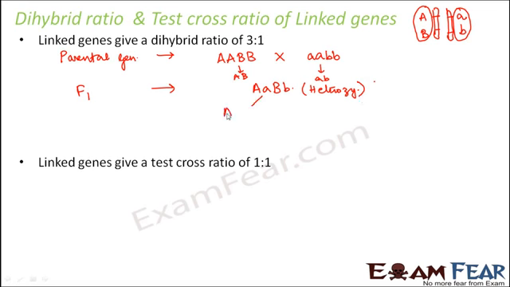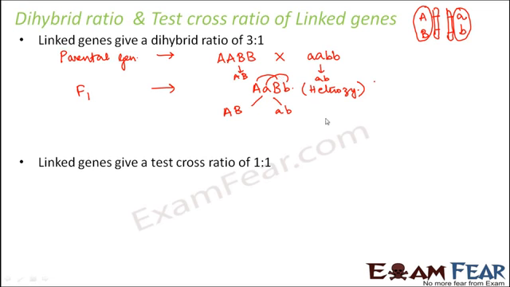Now the most important question: what are the gametes that can be produced by this? This can form only two gametes, that is capital A, capital B and small a, small b. That's because now they are linked. So A will combine only with B, again small a will combine only with small b. Capital A cannot combine with small b, similarly small a cannot combine with capital B. So these are the only possible gametes.